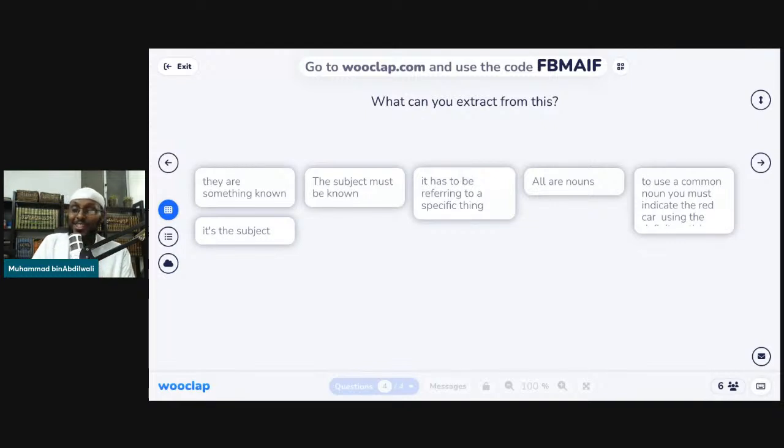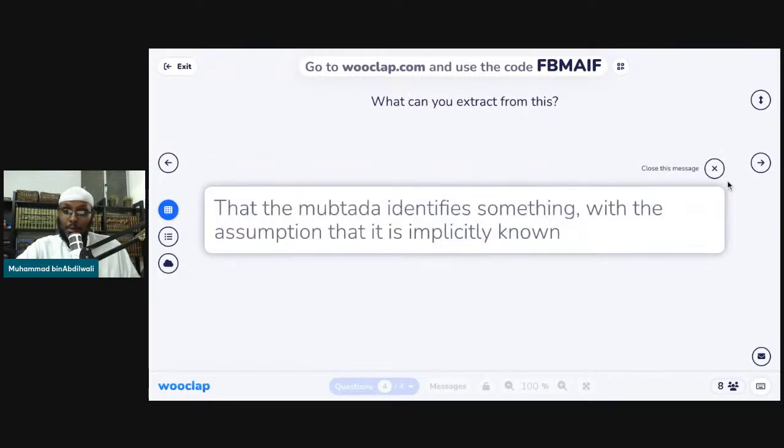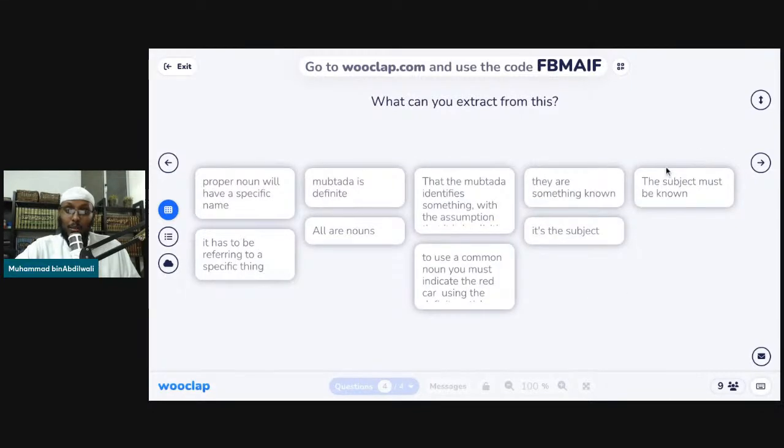All right, then. Time to tell you guys. We want to know who we are talking to. No. What you can extract from this, let me just give one more chance: that the mubtada identifies something with the assumption that it is implicitly known. Proper noun. All right, sorry, I gave you guys enough chance.